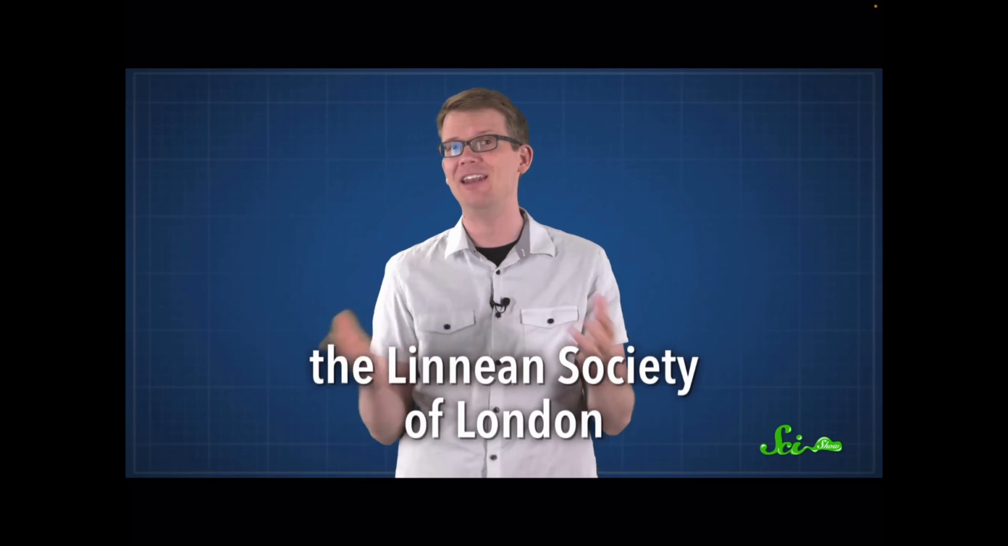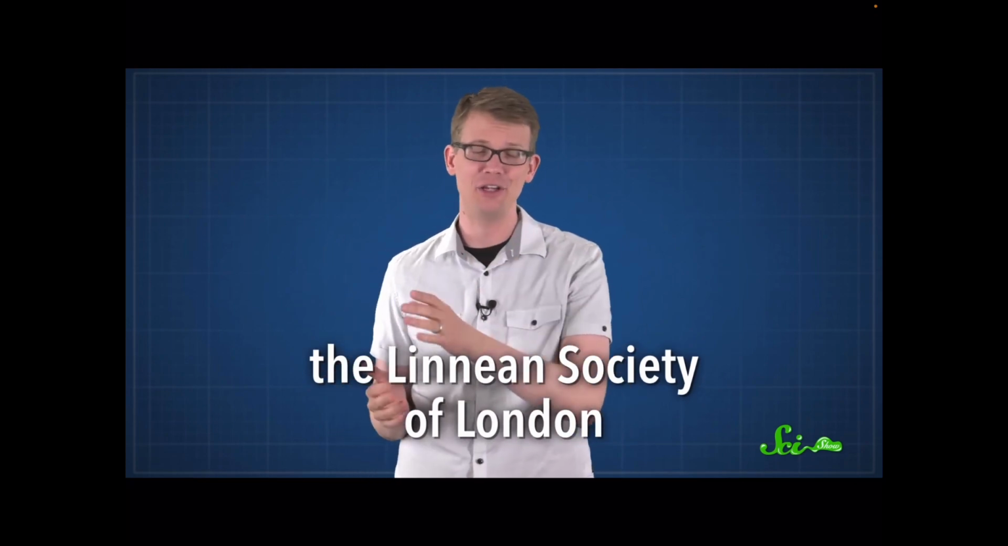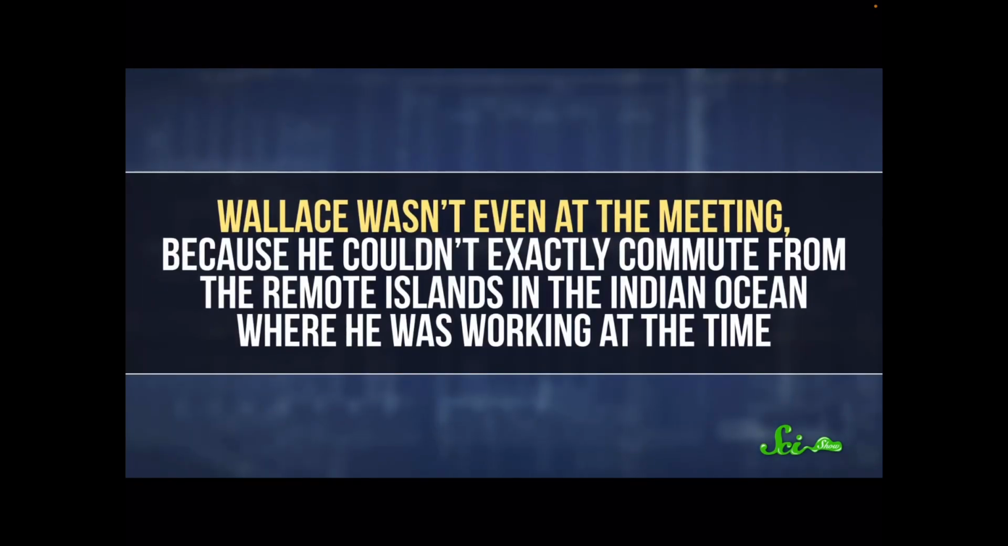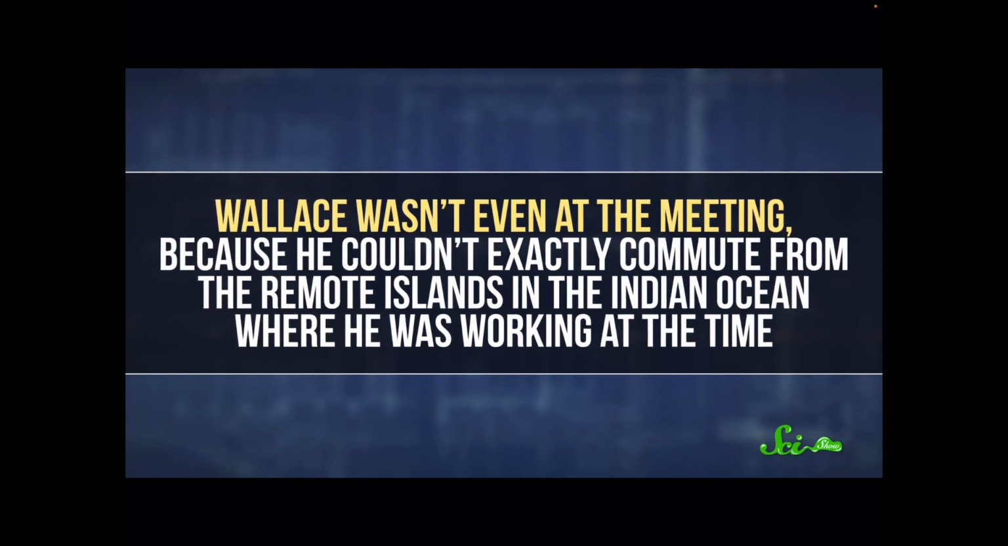Now, Darwin had been working on this book for a long time, and he did not want Wallace to publish first and get all the credit, so he and his friends quickly threw together a meeting of the Linnean Society of London, an association of biologists. In the meeting, the secretary of the society presented the ideas of both men at the same time. Wallace wasn't even at the meeting because he couldn't exactly commute from the remote islands in the Indian Ocean where he was working at the time.